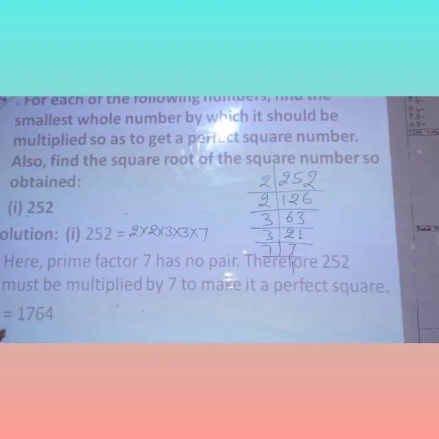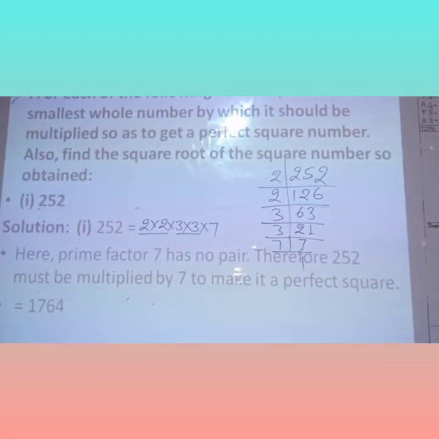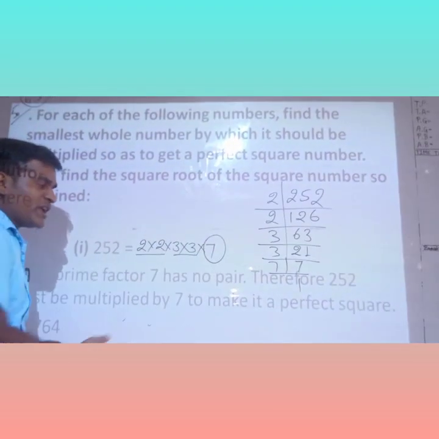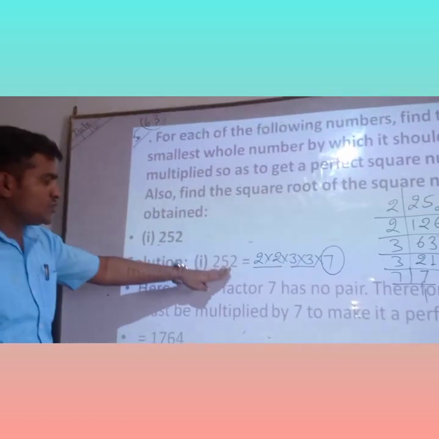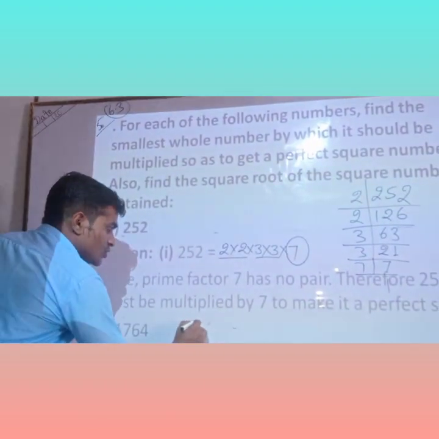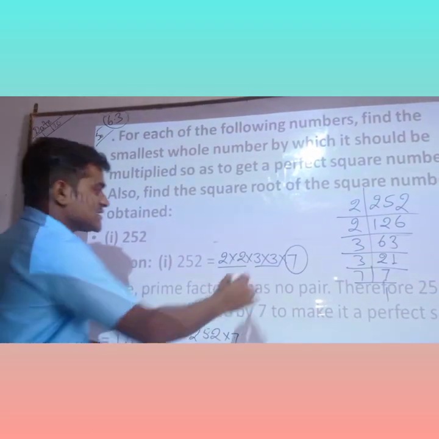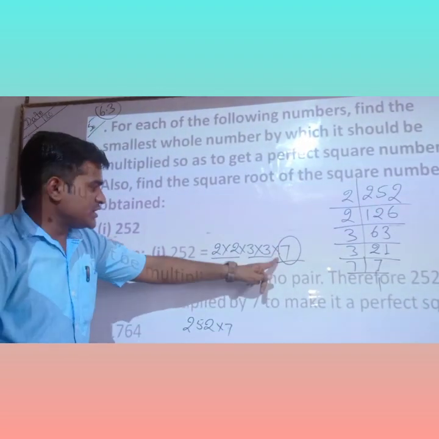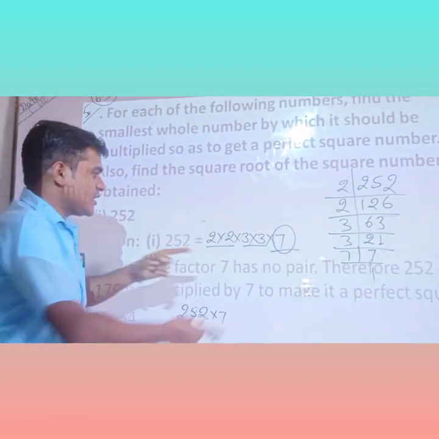So here we have pairs of factors. 2 has a pair, 3 has a pair, but prime factor 7 has no pair. If prime factor 7 has no pair, it means 252 must be multiplied by 7 to make a perfect square. Why are we multiplying by 7? Because 7 is a factor which has no pair. That's why we multiply the given number by 7, so we get the pair also.